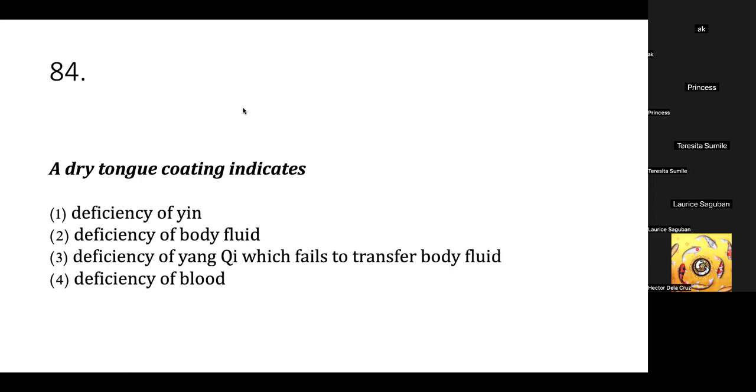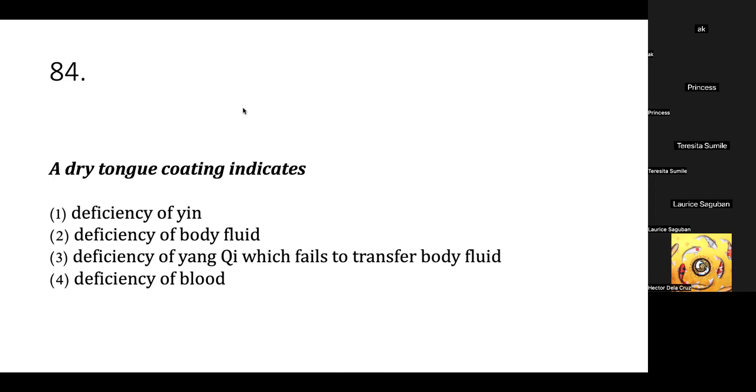Hindi mo isasama? Bakit hindi mo sinama si 4, deficiency of blood? Deficiency of blood. Yes? Sir, di ba, pag may deficiency ng blood, bluish, tapos usually hindi siya dry. Bluish? Sa blood deficiency, bluish? Ay.